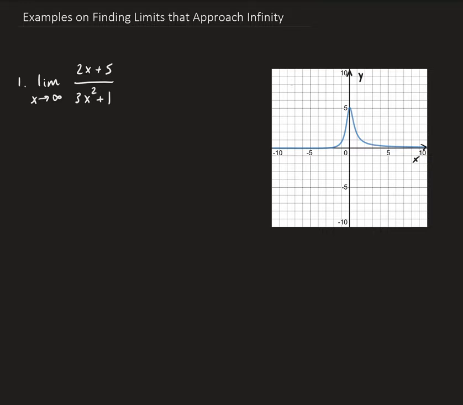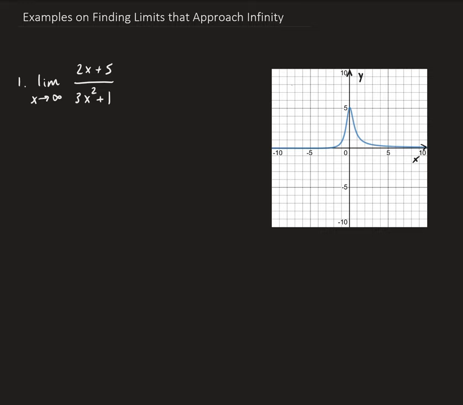In this lesson, I'm going to do examples on finding limits that approach infinity. The first one we have is the limit of (2x + 5) over (3x squared + 1) as x approaches infinity.